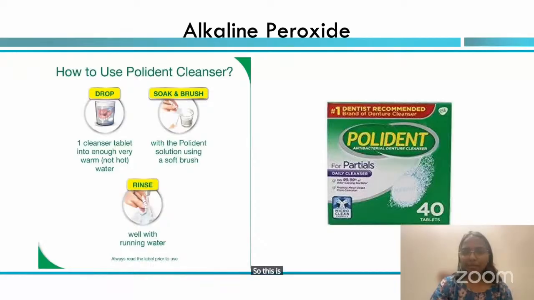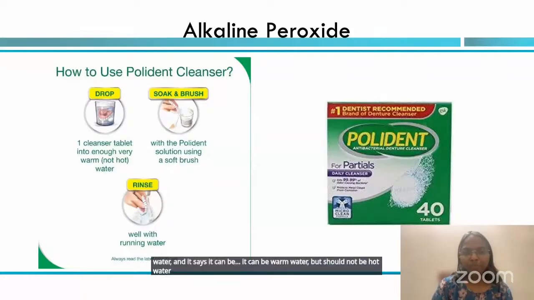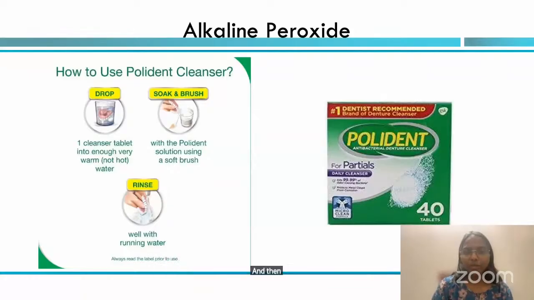So this is like alkaline peroxide. It comes as one tablet. Each tablet has to be dispensed into water, and it can be warm water, but should not be hot water. Then with a soft brush, we have to clean the denture and rinse it well with running water.